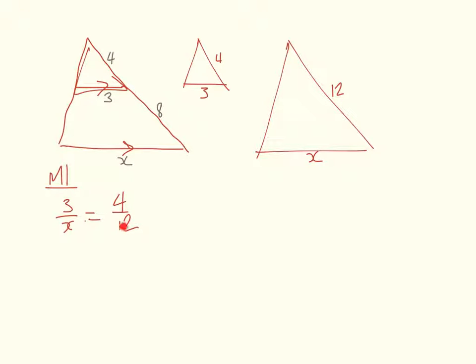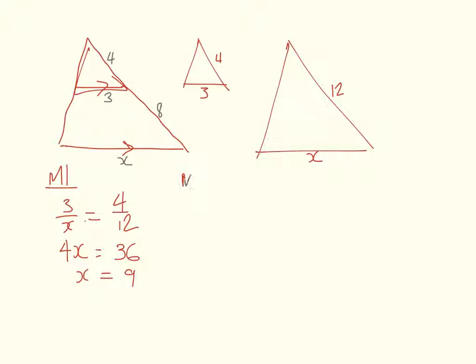Then you cross multiply there, thereby giving you 4x is equal to 12 times 3, which is 36. Divide by 4 and you will get 9. 36 divided by 4 is 9. So we know x is 9.